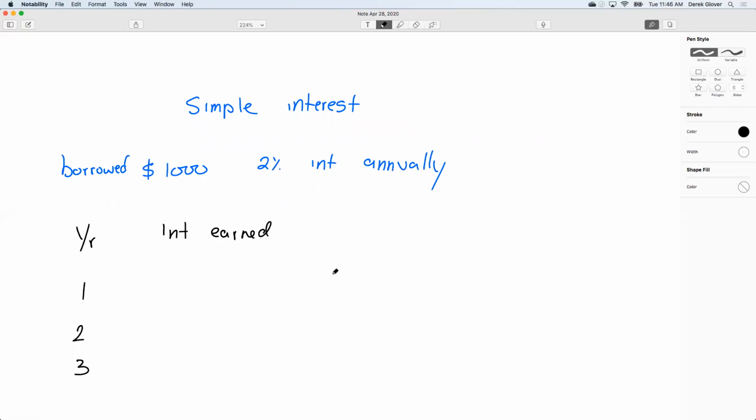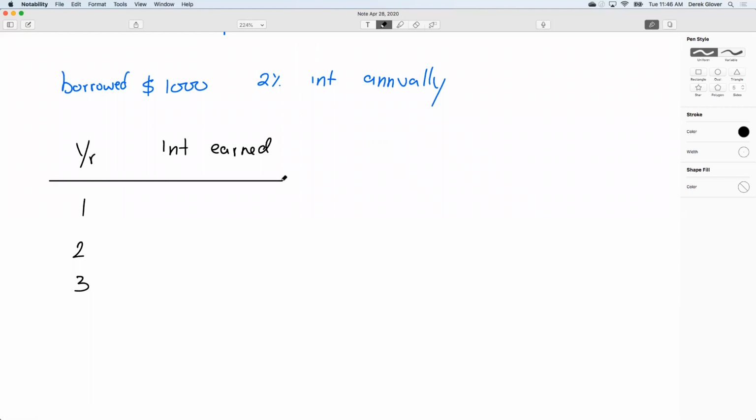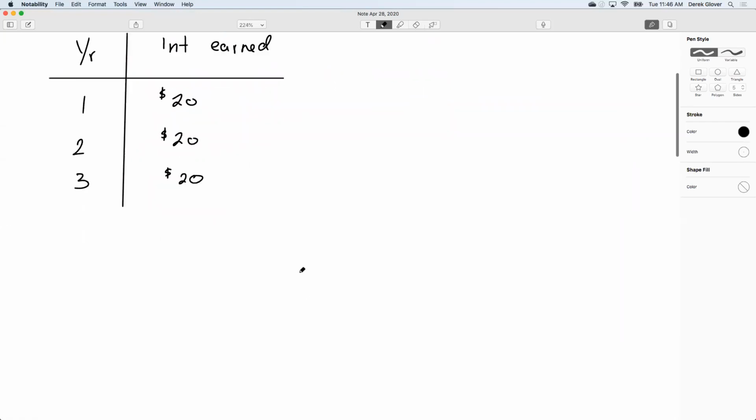every year you're getting the same amount of money. Every year you're just getting 2% of that $1,000 that you borrowed. So year 1, you're getting 20 bucks. Year 2, still getting 20 bucks. Year 3, still getting 20 bucks. So it's based off of the amount borrowed, okay? Compound interest, on the other hand, is based on the amount present in the account at any given time, okay? So let's take a similar scenario with compound interest.